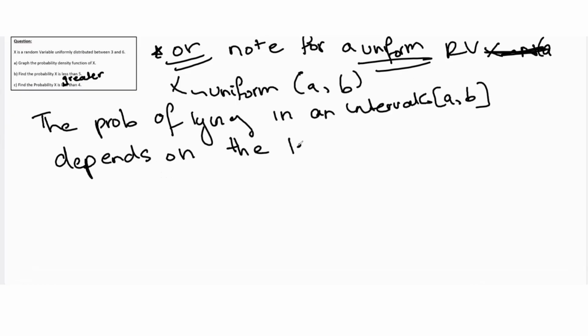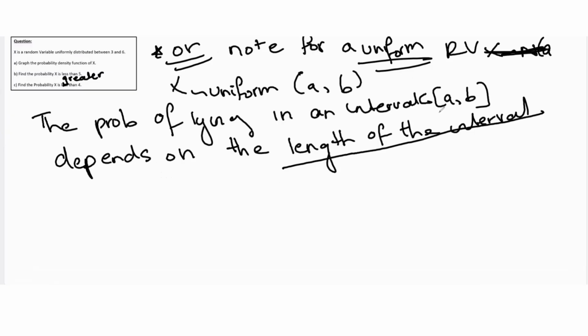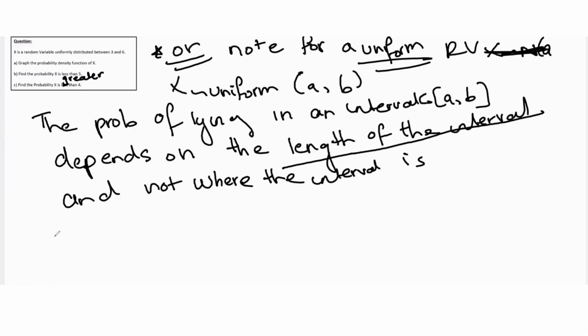What does this mean? The probability that it lies in any subinterval of AB depends upon the length of the interval and not where the interval is. Let's see where we apply it. In part B, we were looking at the probability X is less than 5. We know this is the same as the probability X is between 3 and 5, because it takes values between 3 and 6 in this case, because this is where its PDF is non-zero.